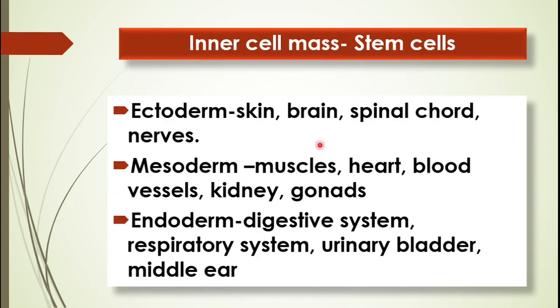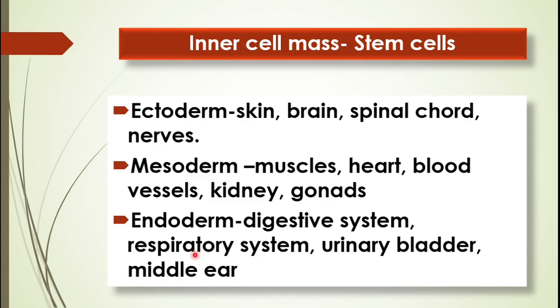While the placenta is developing, we also see certain changes that happen to the inner cell mass. We saw that the inner cell mass gradually consolidated itself into the ectoderm, endoderm as well as the mesoderm in the stage called the gastrula stage. These three layers, namely the ectoderm, mesoderm and endoderm, are destined to form certain specific organs or systems in the fetus. The ectoderm gives rise to the skin, the brain, the spinal cord and the nerves. The mesoderm gives rise to the muscles, the heart, the blood vessels, the kidney and the gonads, while the endoderm forms the digestive system, the respiratory system, the urinary bladder as well as the middle ear.